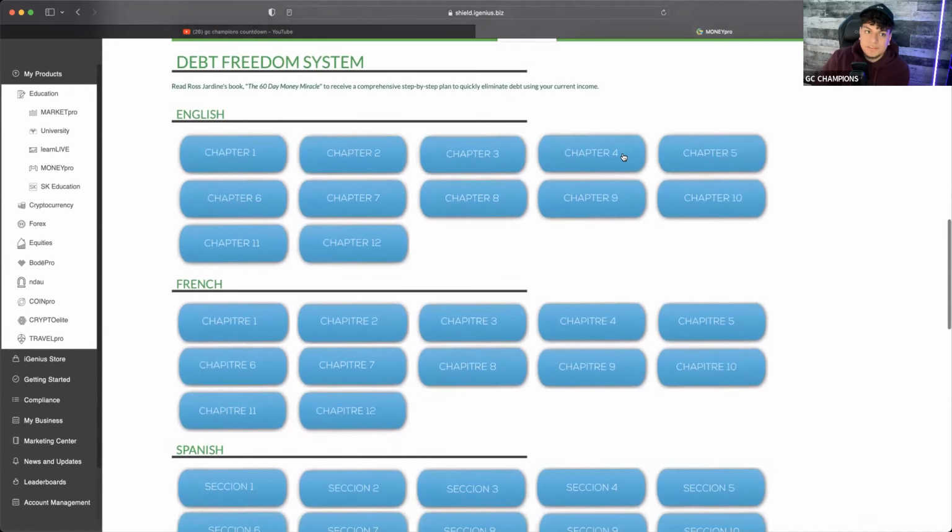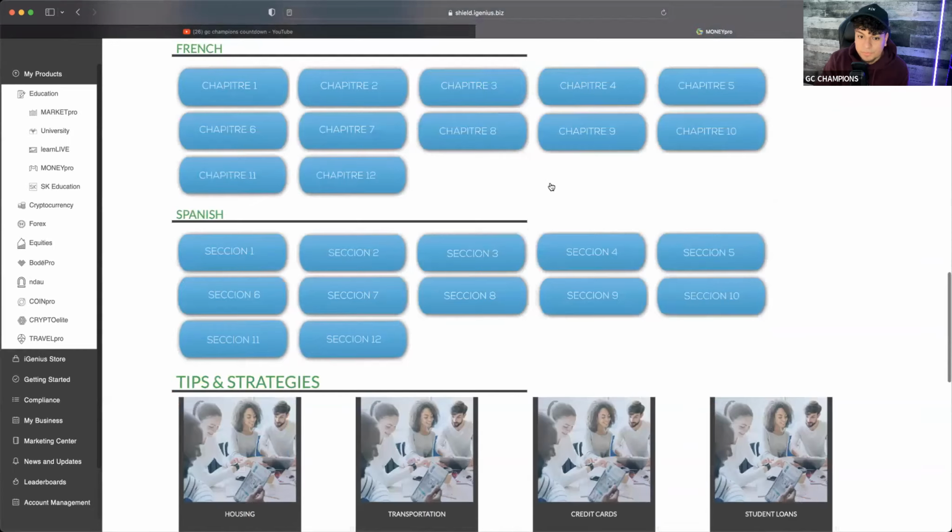There's a book called The Debt Freedom System as well. I actually had a campaign 2 years ago with this team, before we were even called GC Champions, where every single month of the year we went through a chapter, and it was really cool. As you can see, there's 12 chapters for 12 months, but the chapters are very short, so you guys can go ahead and read that, and we have it in French and Spanish.